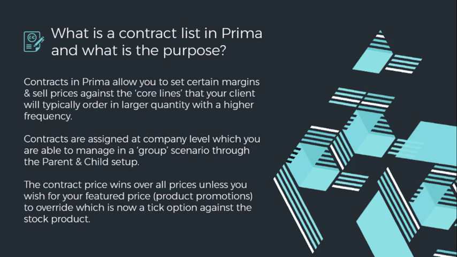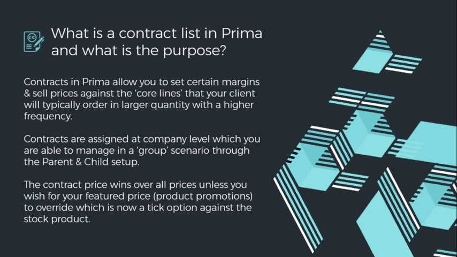So typically it would be for the larger quantity and higher frequency items that your customer is buying and you're offering a deal on those items. Okay, so contracts are signed at company level, so the Prima company would have their own contract with you on the select lines. However, you are able to manage it in a group scenario through parent and child setup.